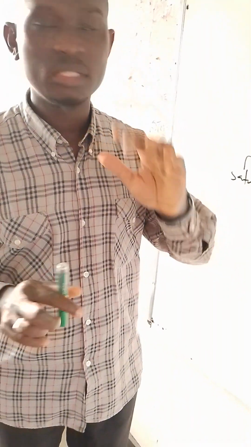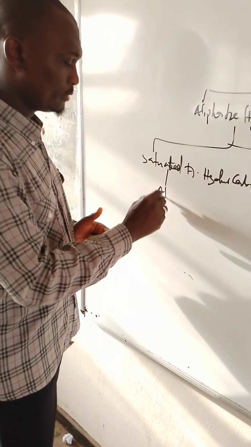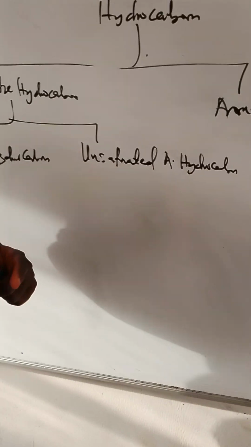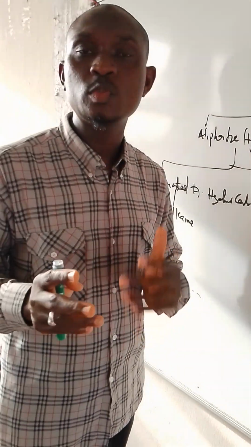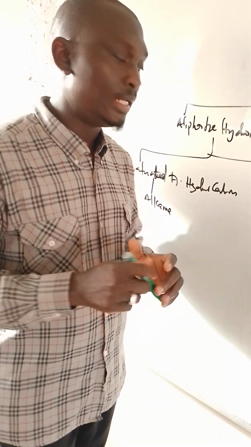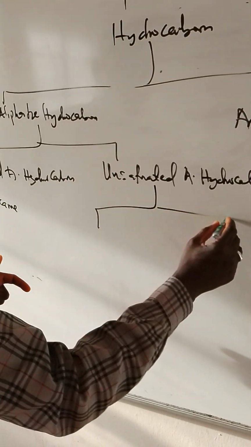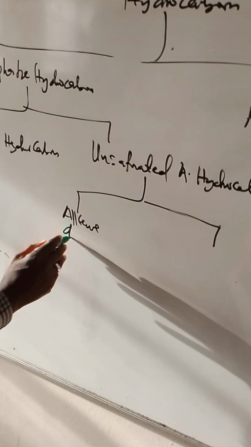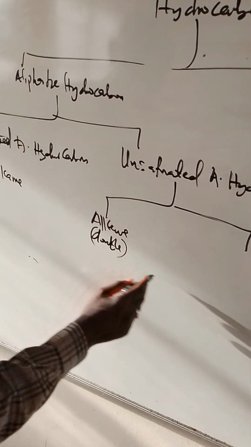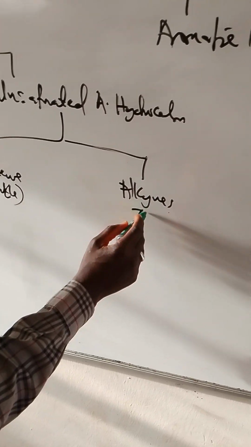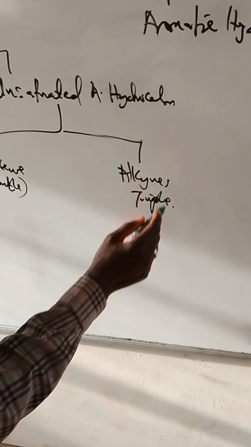only single bonds. An example is alkane. Unsaturated aliphatic hydrocarbons are made up of either the double bond, which is alkene, or the triple bond, which is alkyne. So we divide into two: alkene, which is the double bond, and alkyne, which is the triple bond, as the case may be.